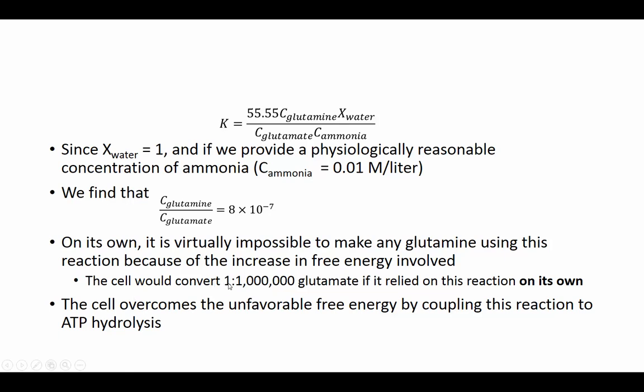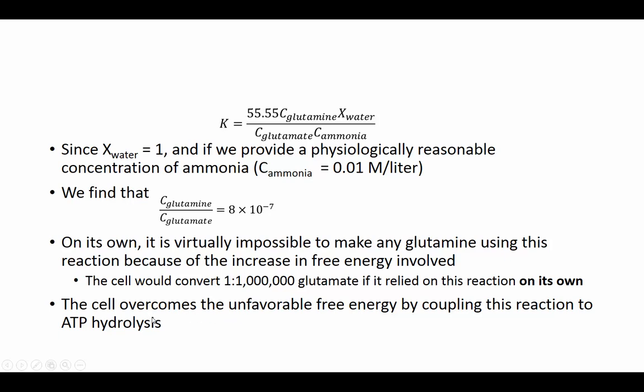The cell would only convert 1 in a million molecules of glutamate to glutamine if it relied on this reaction on its own. So again, not necessarily impossible, but very, very improbable, to the point where we might as well call it impossible. So you can see, with our manipulation of the equilibrium constant and the manipulation of the concentrations, the unfavorability of this glutamate to glutamine reaction on its own.